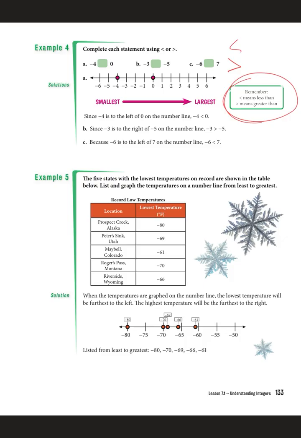And then on C, because -6 is to the left of 7 on the number line, that would make -6 less than 7, okay, on your number line. And we're going to go over a bunch of examples here in just a minute.